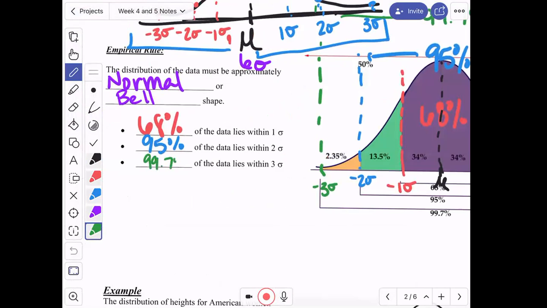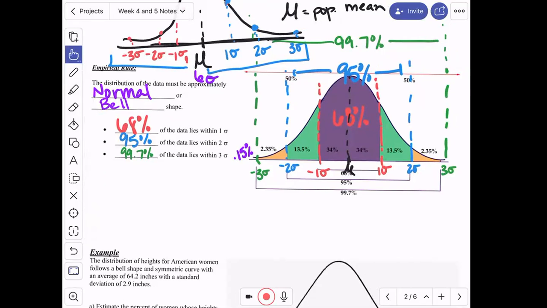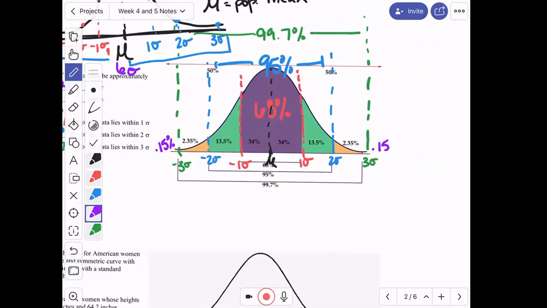Hey, question, is that 100% of the values, yes or no? No. Is it very close to it though? Yes. How much data does not sit within 3 standard deviations then? 0.3%. It's 0.3% on both sides combined, right? You have to divide that in half. So on this side there is 0.15% out here, and on the other side is also 0.15%.